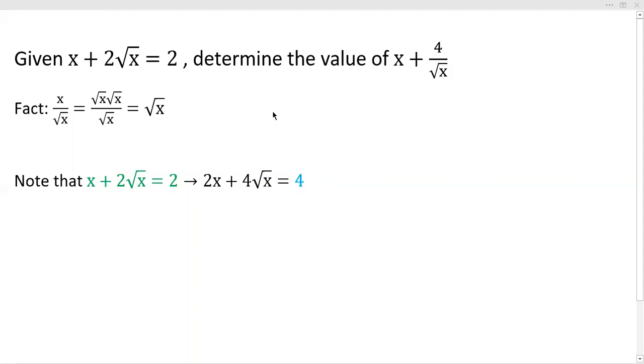Now, I'm just going to state a few obvious facts about radicals here. x divided by radical x is equal to radical x. That comes up quite a bit.